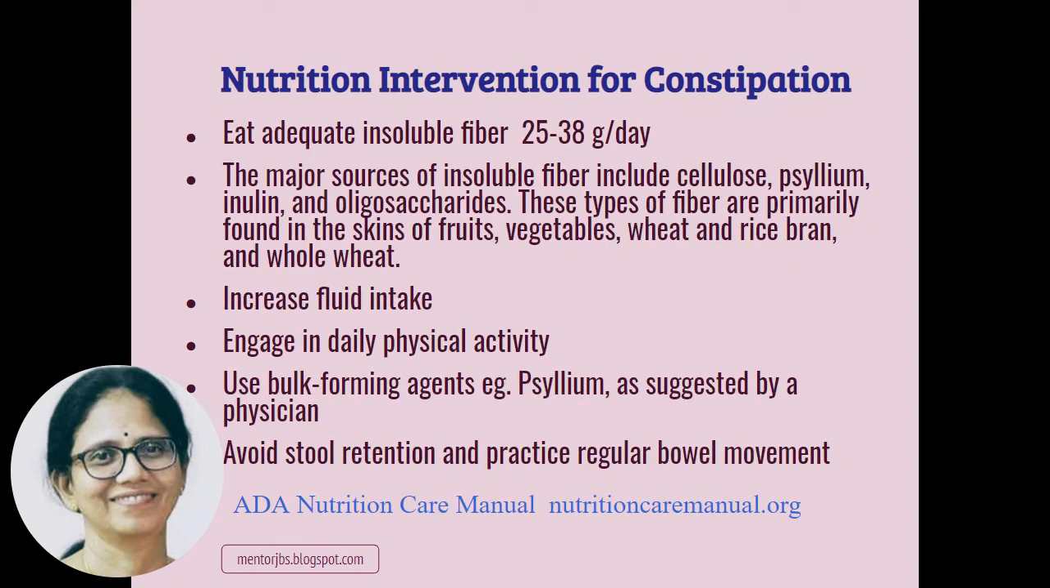Nutrition intervention for constipation includes: eat adequate insoluble fiber of up to 25 to 38 grams per day. Major sources of insoluble fiber include cellulose, psyllium, inulin, oligosaccharides. These types of fiber are primarily found in the skins of fruits, vegetables, wheat, rice bran, and whole wheat. There should be increased fluid intake. They should engage in daily physical activity, and they can use bulk forming agents, for example psyllium, as suggested by a physician, and avoid stool retention and practice regular bowel movement.